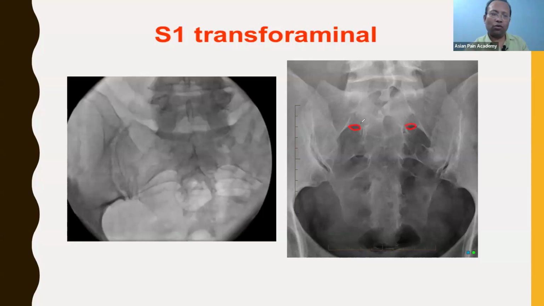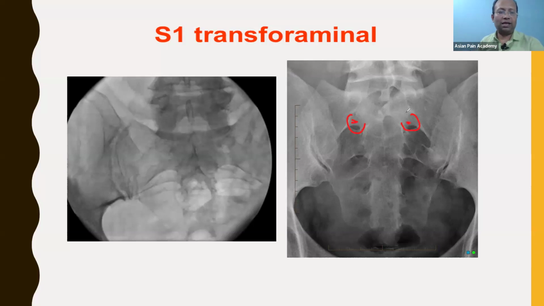So we can go with a tunnel view approach here, and we will enter the epidural space. Okay, you can ask me why this is required. The S1 foramen is nicely seen, so why this tunnel view and all? We can go here also, inside the foramen.